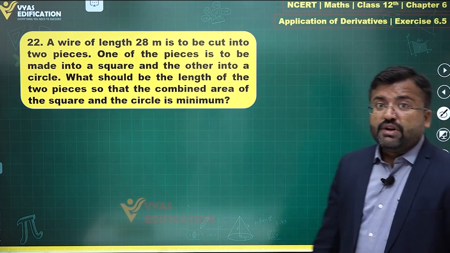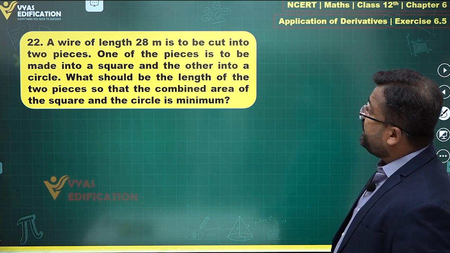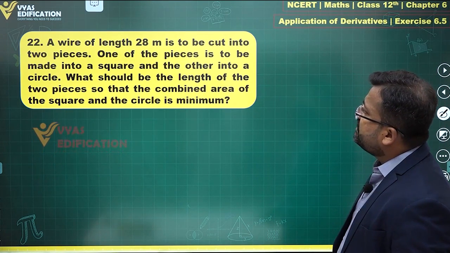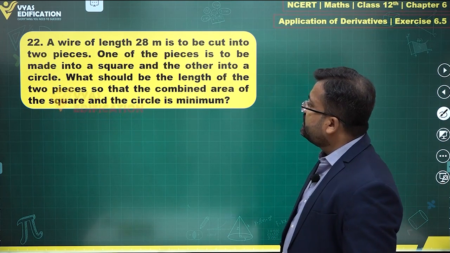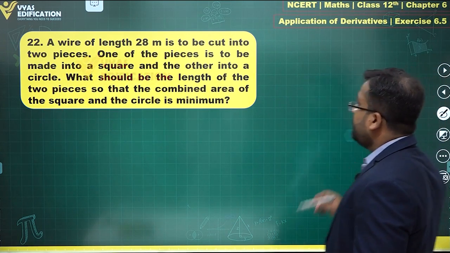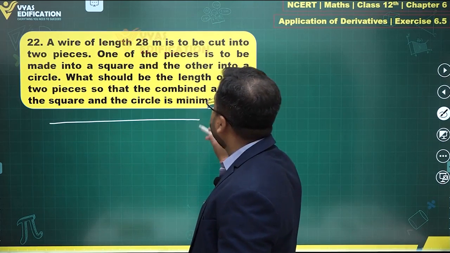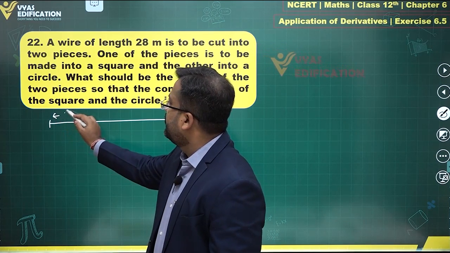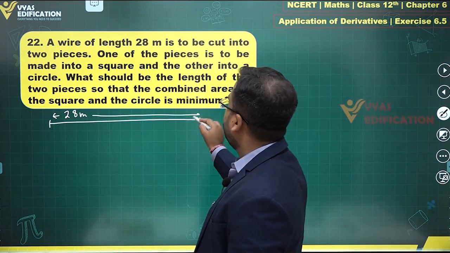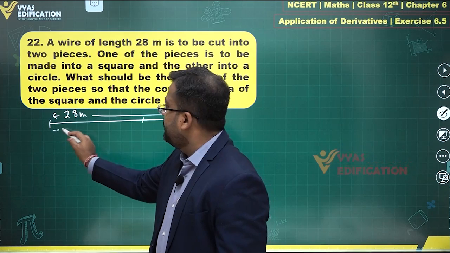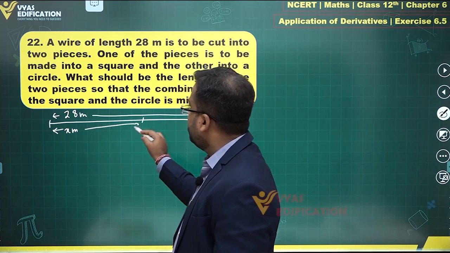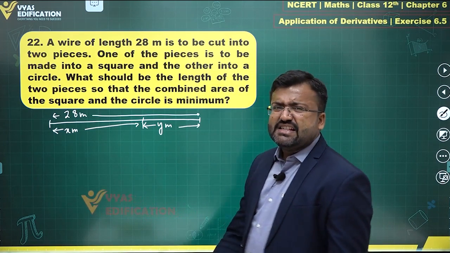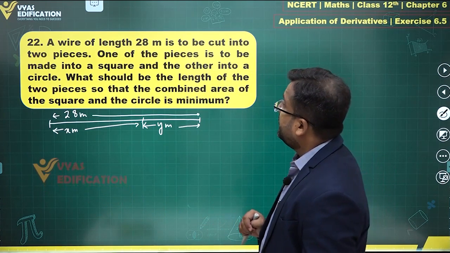The 22nd question says that a wire of length 28 meters is to be cut into two pieces. One of the pieces is to be made into a square and the other into a circle. So you get a wire of 28 meters, from here to here. Cut it into two pieces. Let us say this is x meters and this here is y meters. Length is in meters throughout.